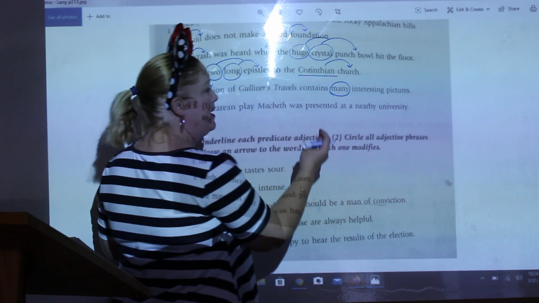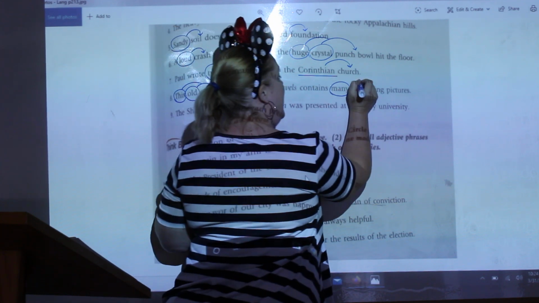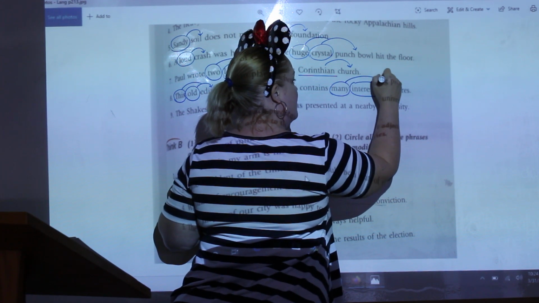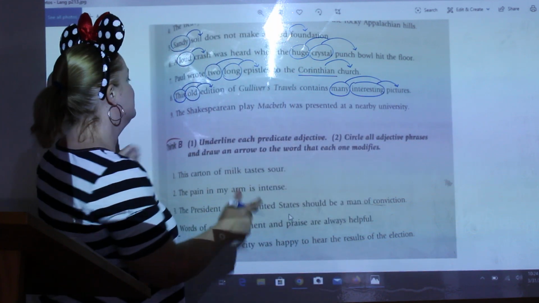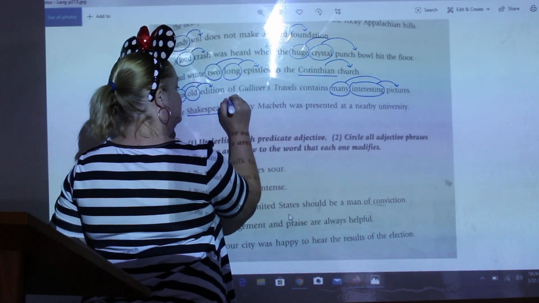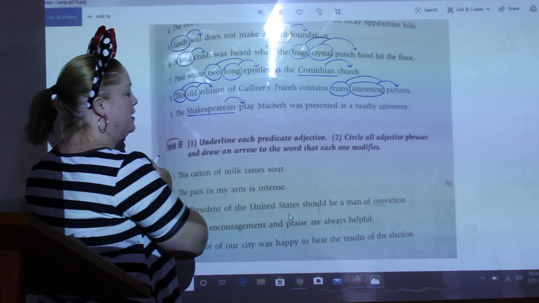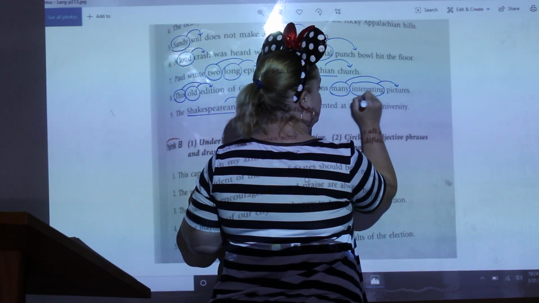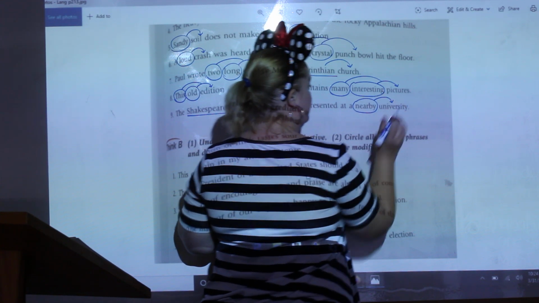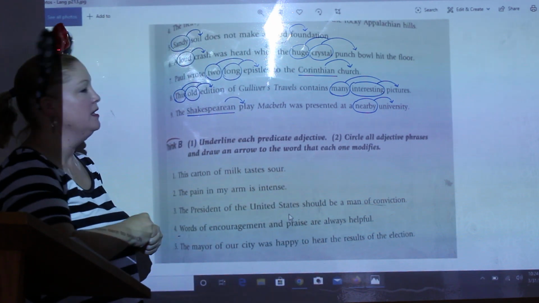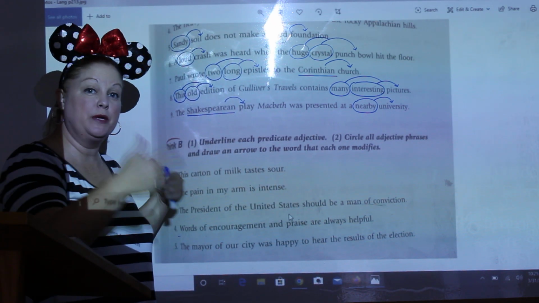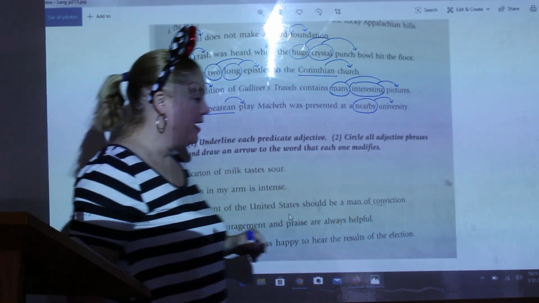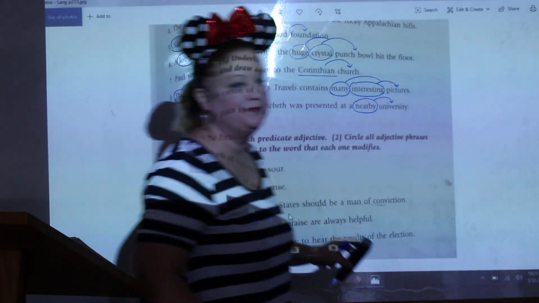Again, which one, what kind, how many? We need that one. And then interesting. Both of them should be describing pictures. And then the last one, the Shakespearean play, there's a proper adjective modifying play, was presented at a nearby university. So I hope you found all of those. And remember, as we go through these, if you have anything wrong, change it, correct it, so you have it the right way in your book from this point on.